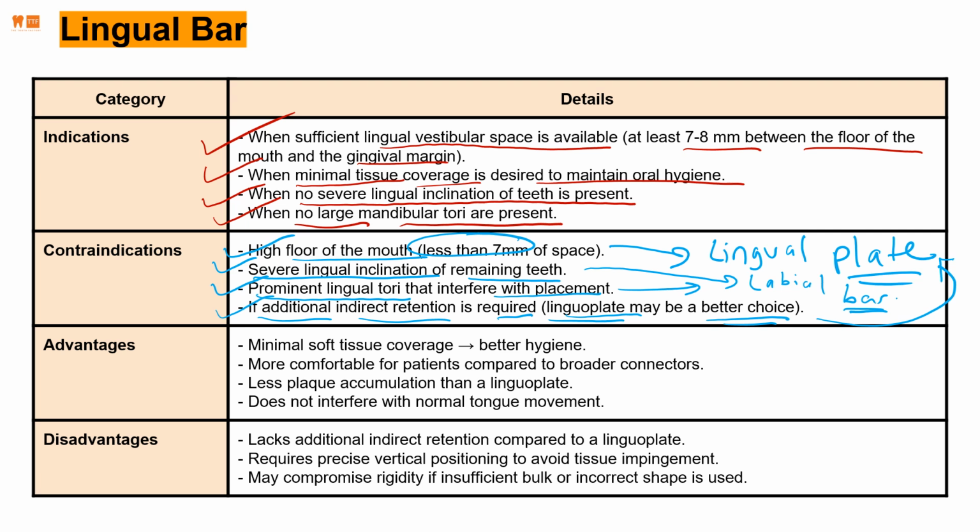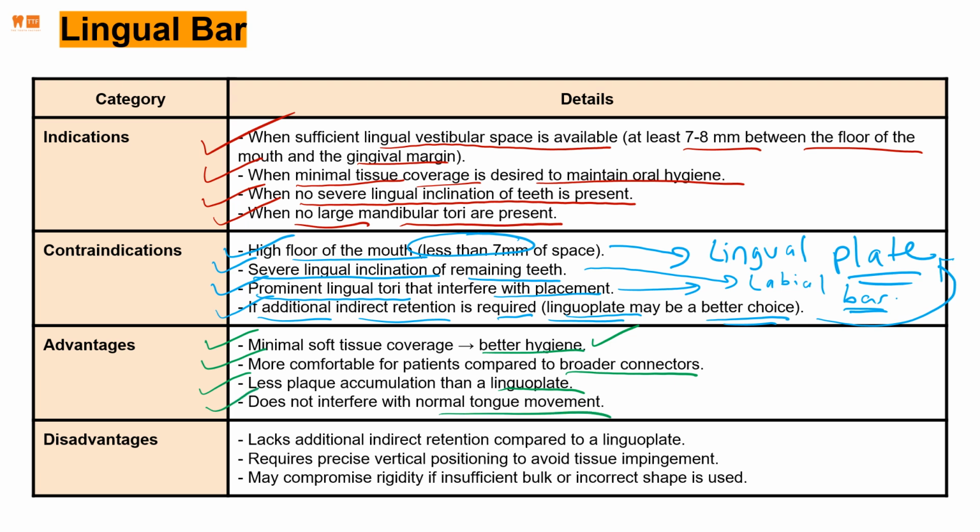What are some advantages? Advantages are minimal soft tissue coverage. It's better hygiene. It's very nice. It's 4 millimeters only, right? More comfortable for patients compared to broader connectors. Okay, well, it's less plaque retentive for sure than lingual plate because it's rounded and things slide off of it. And it does not interfere with normal tongue movement.